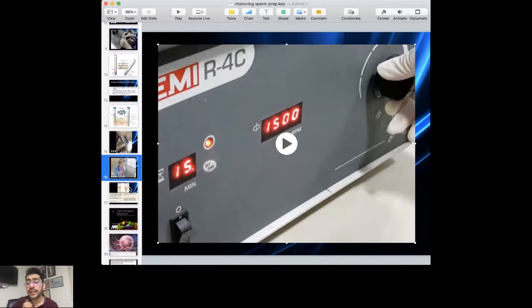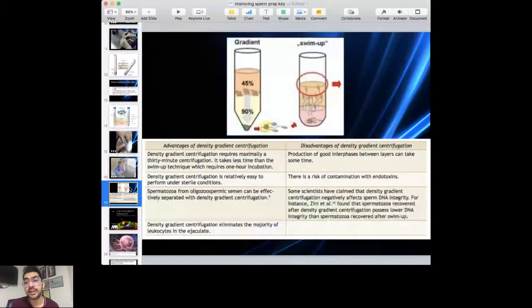So quickly coming to the advantages and disadvantages of gradient centrifugation. Now, density gradient, let's come to the advantages first.